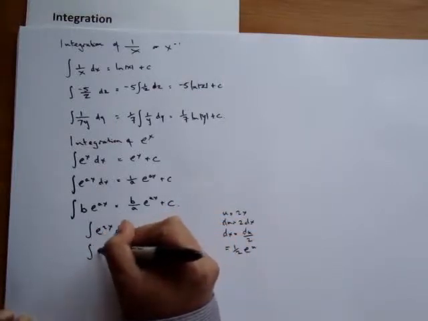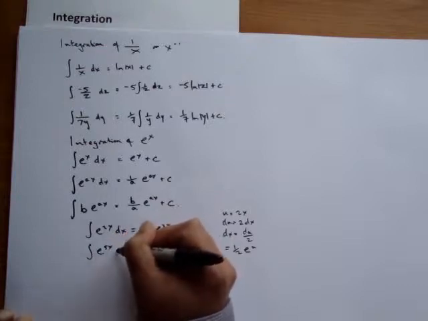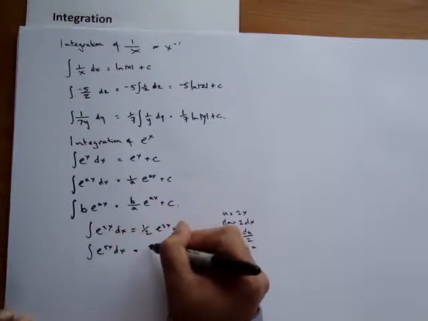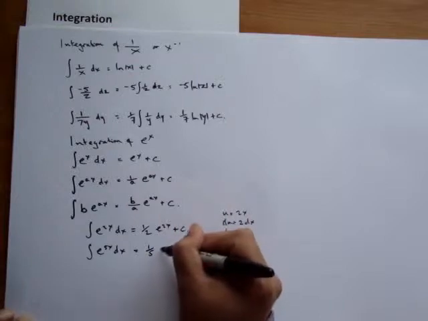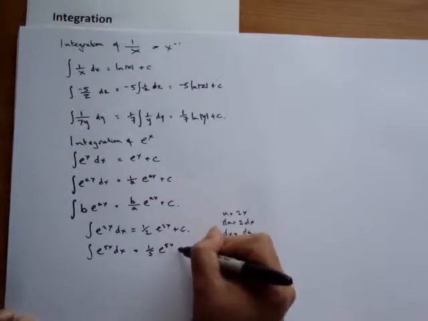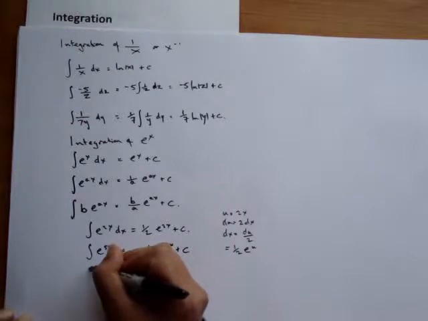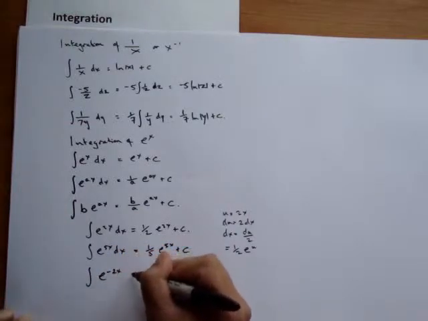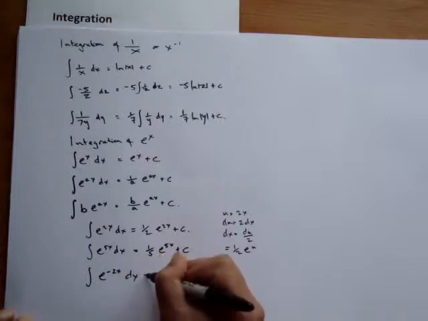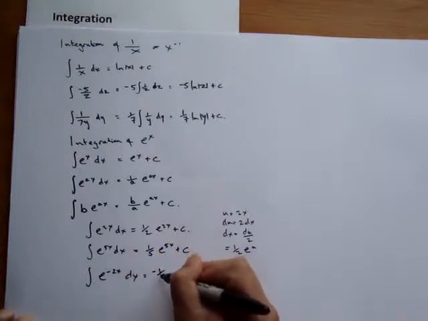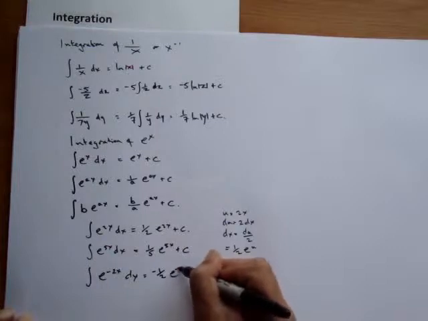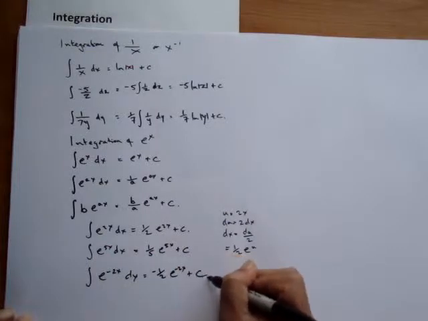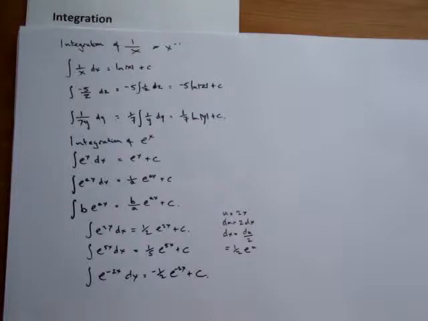The integral of e to the 5x dx is 1/5 e to the 5x plus c, and the integral of e to the minus 2x dx is minus a half e to the minus 2x plus c. So just a quick revision there of integration of e to the x and 1 over x.